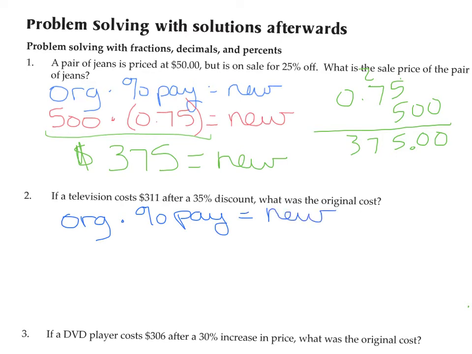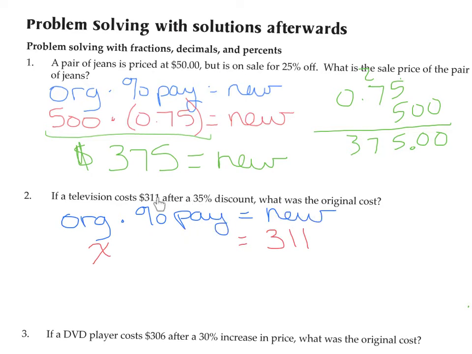Do I know the original cost? I know the television cost $311 after the discount, so that's not the original, that's actually the new. So we could put $311 over here as the new price. I don't know the original, so I'm going to label that as X. That's what I'm looking for. It says, what was the original cost?